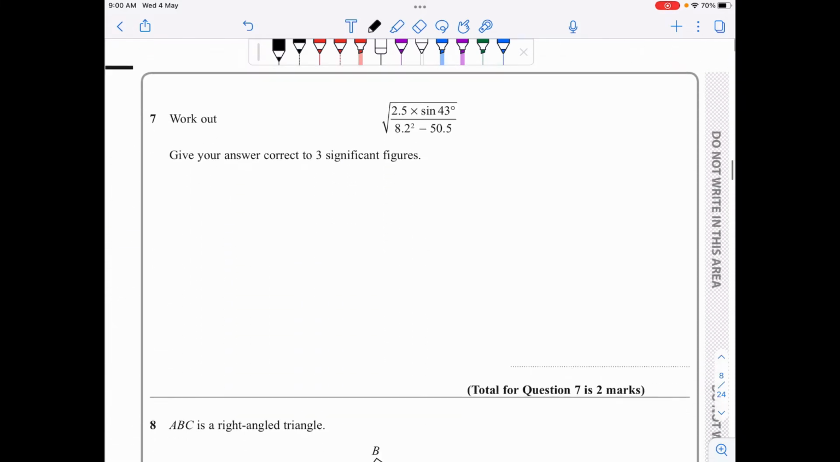Question 7, we need to work out the value of 2.5 times sine of 43 over the square root of 8.2 squared minus 50.5. This is a classic calculator question. You just plug everything carefully on the calculator just like you see it, and be careful to give the answer correct to 3 significant figures. It gives me an answer of 0.319.